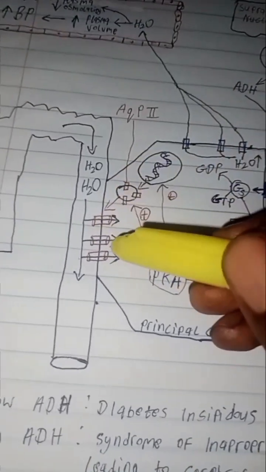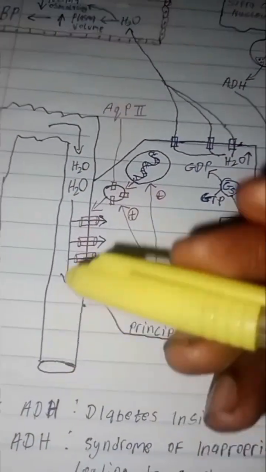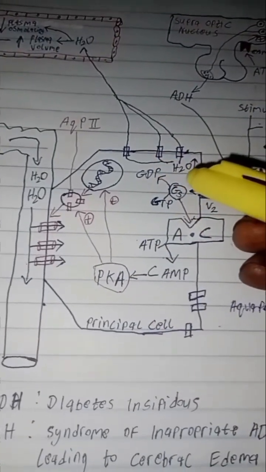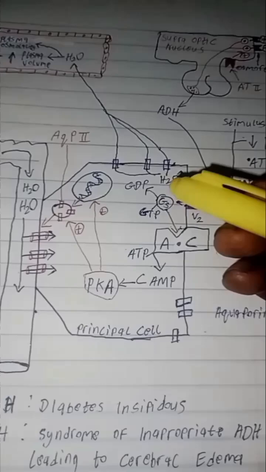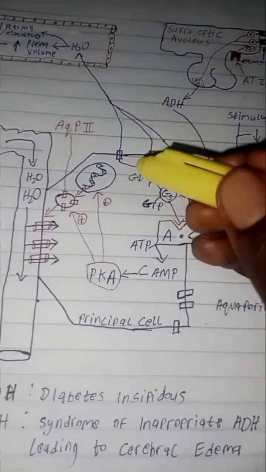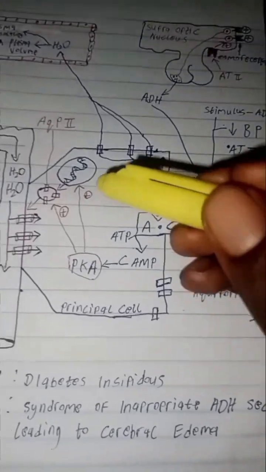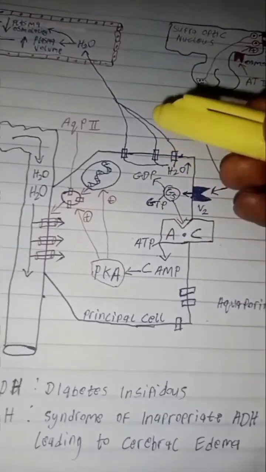So now these aquaporin 2 are in the cell membrane. The water that would be lost through the urine gets into the cell. Once this water gets into the cell, we have an increased amount of water inside the cell. This water leaves the cell through aquaporin 3 and 4 channels, which are normally in the cell and are always open. So they leave through aquaporin 3 and 4 and go into the blood.